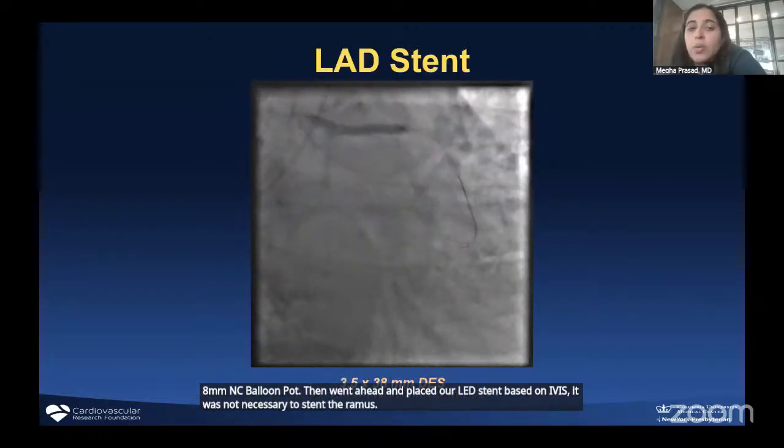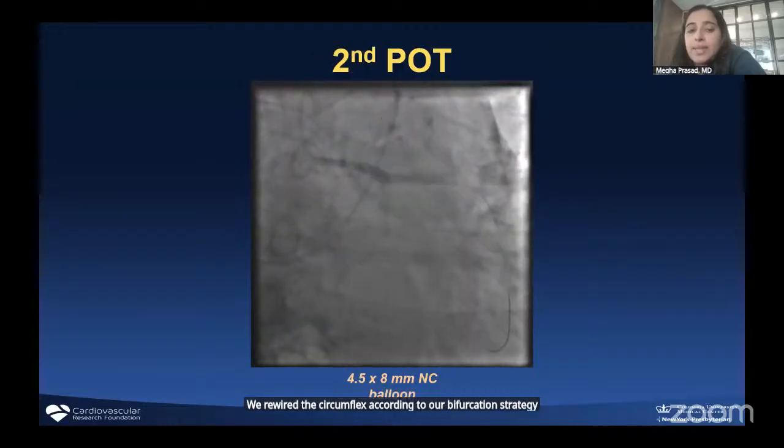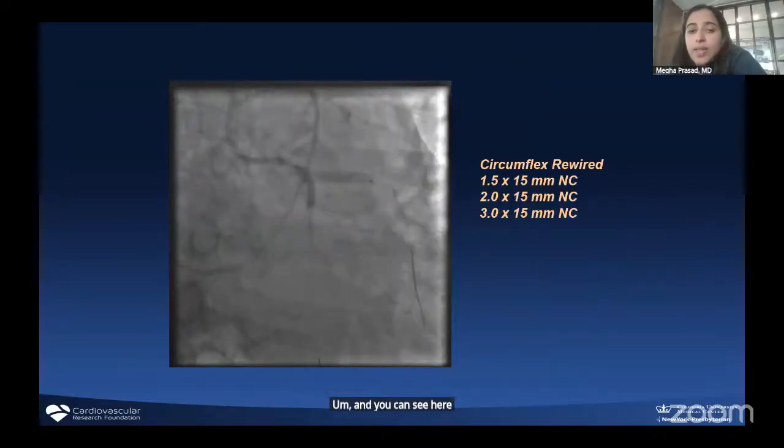We rewired the circumflex according to our bifurcation strategy, and then did a POT here. This was our second POT. And you can see here that this is the circumflex being rewired.